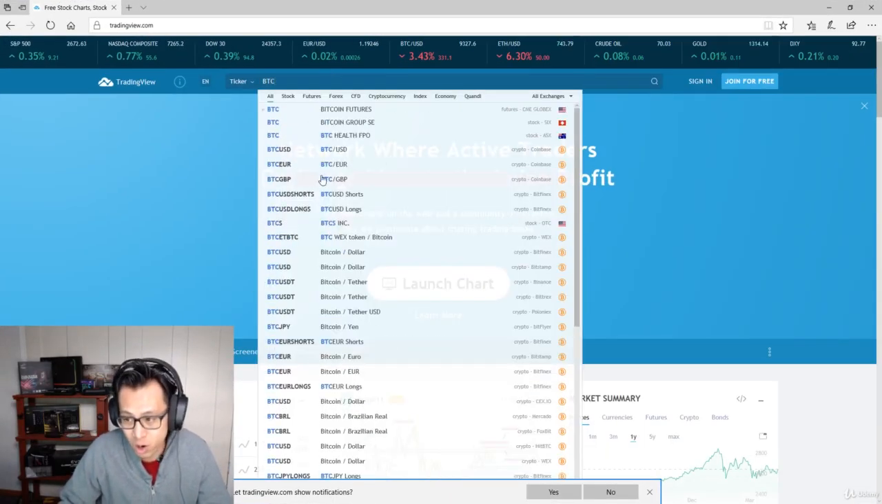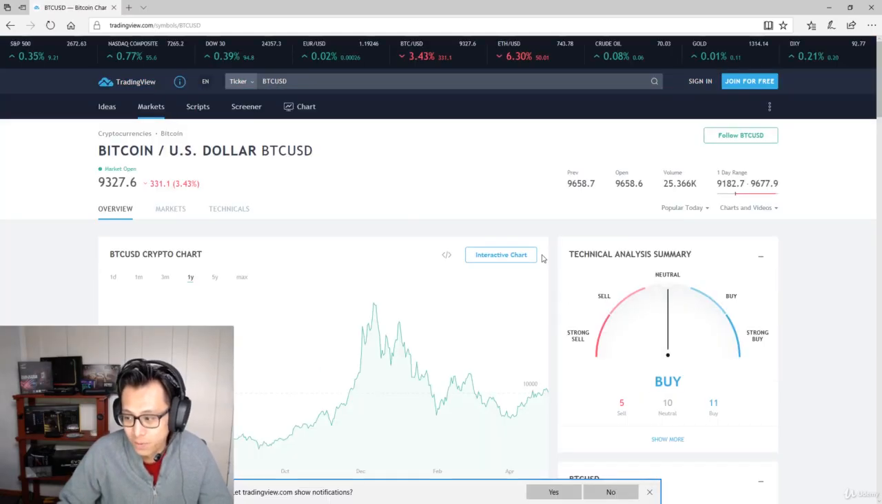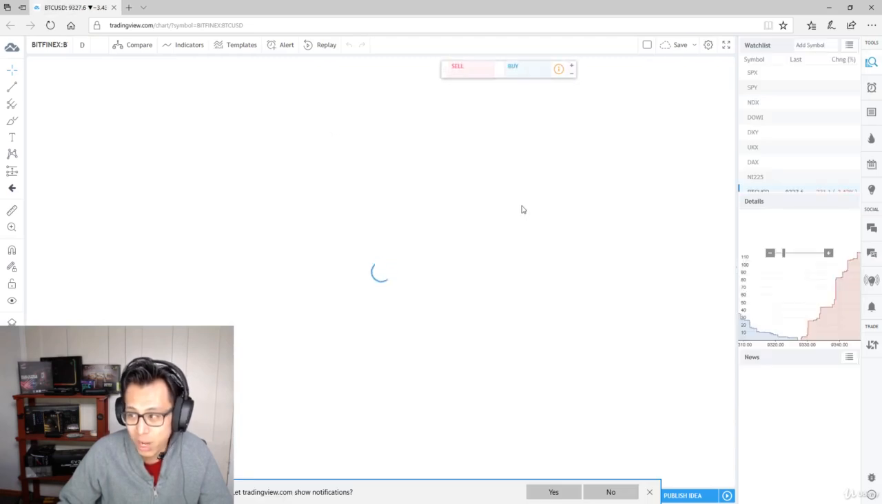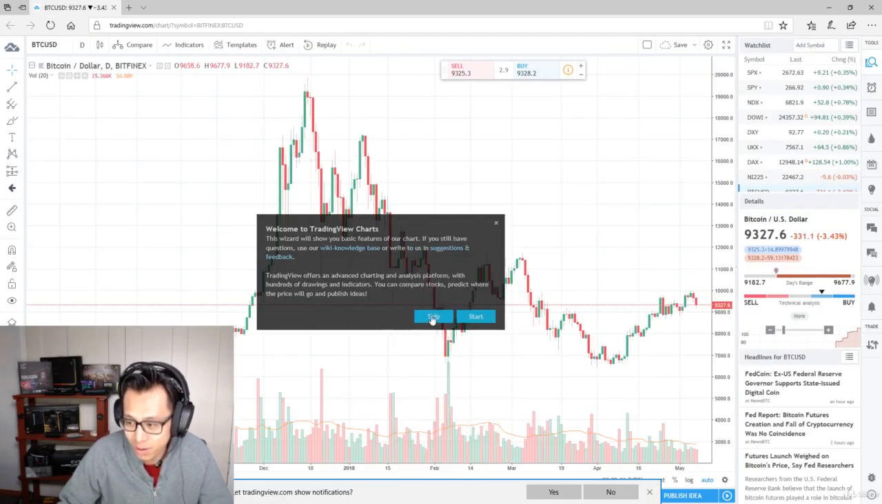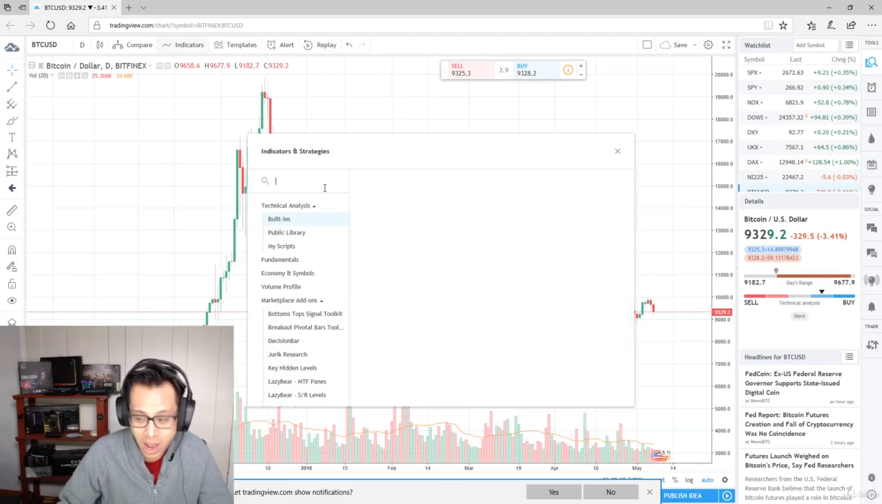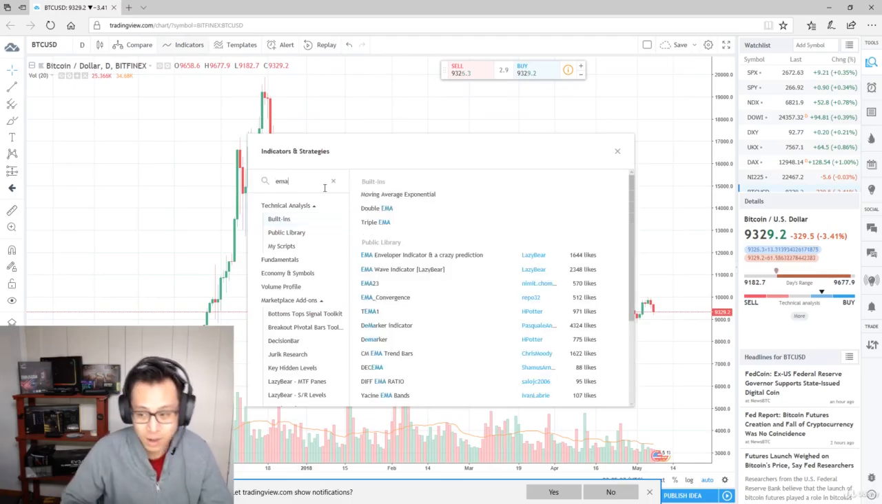So type in your chart for Bitcoin, whatever chart that you would like to see. Click on your interactive chart right here, okay? And then your charts will come up here on the white screen or whatever. And then go to your indicator tab right here. And I personally use EMA, which is the exponential moving average.